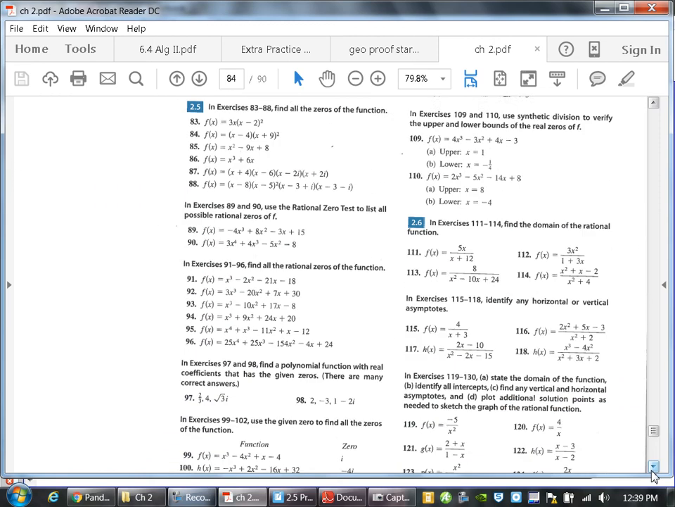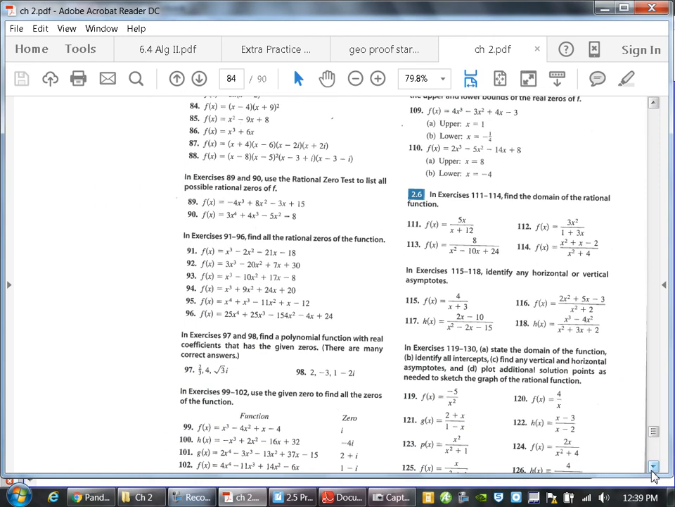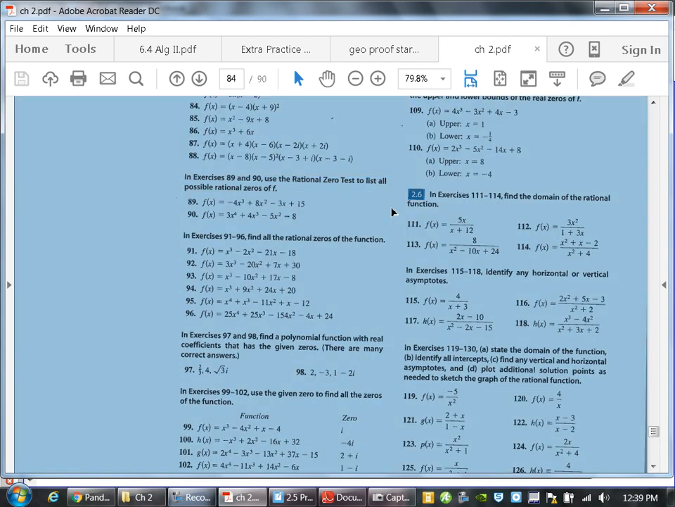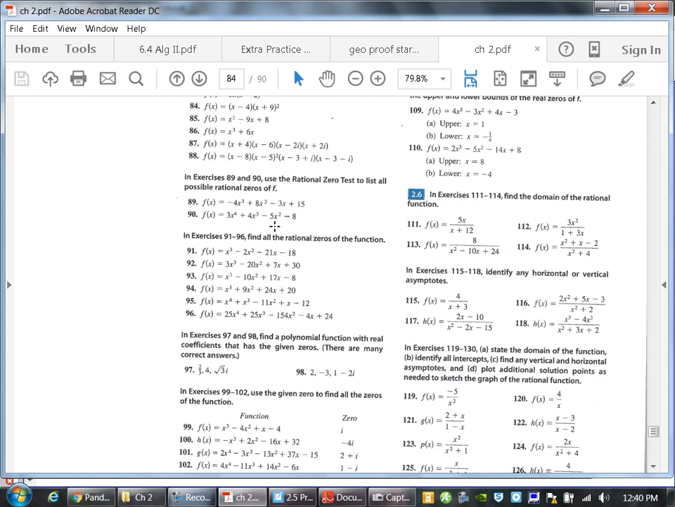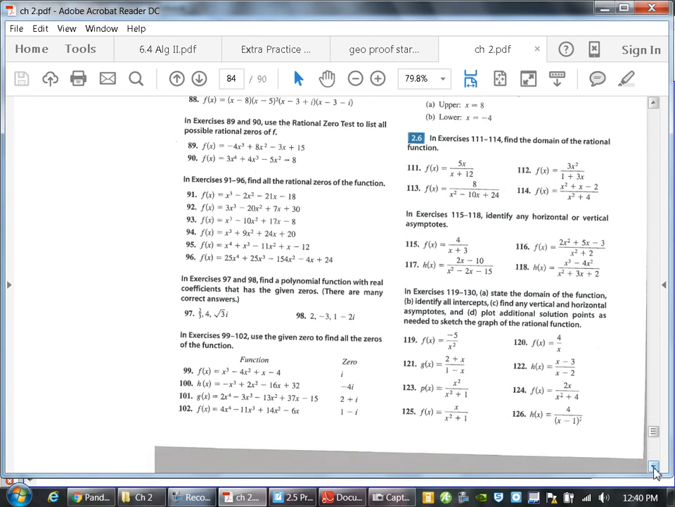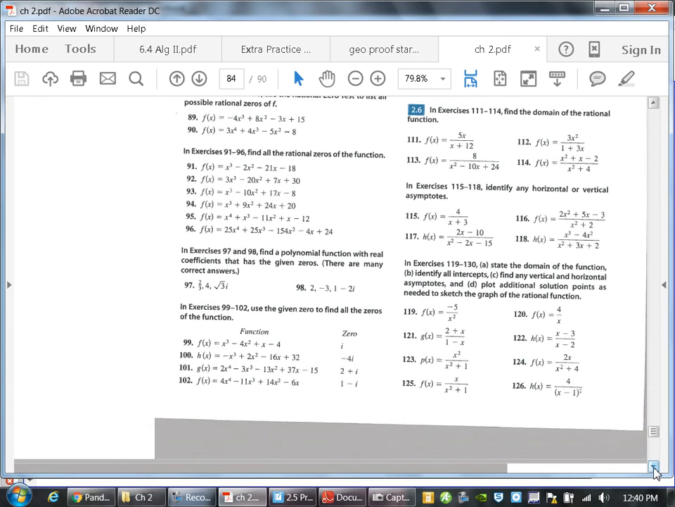So let's see, we have find all the zeros. Use the rational zero test to list. If you have to list, what are your factors of the tail divided by the factors of the leading term? Okay. Find all the rational zeros. That means find all the reals, not imaginaries. What did you say when it says list possible? List possible is just the factors of the tail divided by the factors of the front. Okay. Write the polynomial function that has certain stuff.